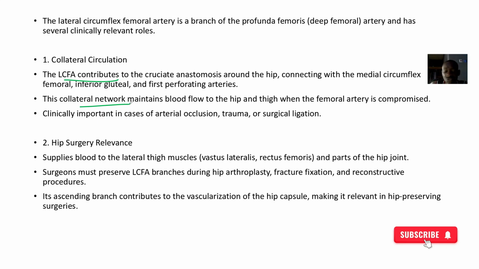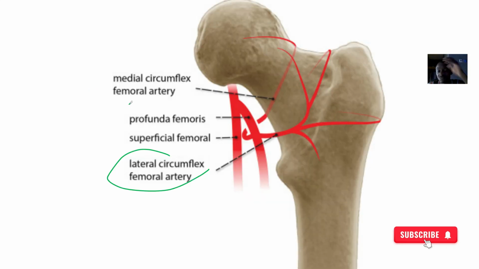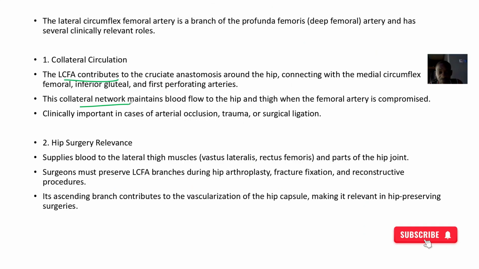Okay, so if there's injury to any artery around the hip joint, this artery can also still come in. So of course, if I'm doing any surgeries around the hip, you have to be very cautious of this artery. You don't want to injure it. Its ascending branches contribute to the vascularization of the hip capsule. So it's very important in preserving the hip during all those surgeries.